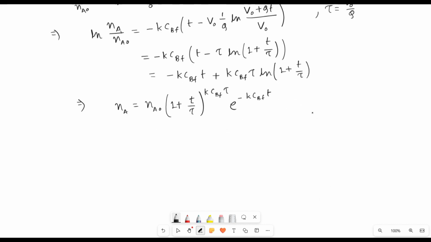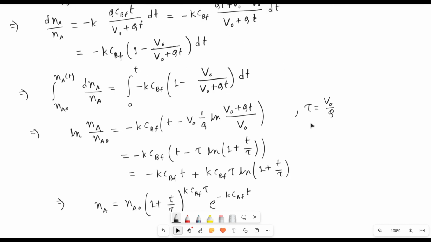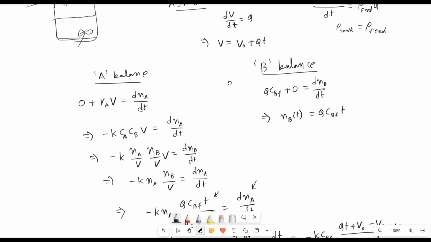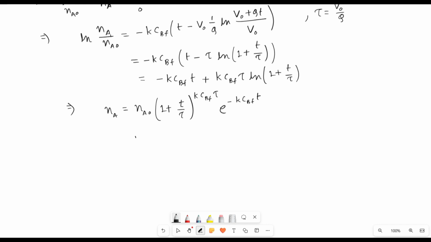Now to get the concentration of C. If you see the reaction, the reaction is A to C, so we will write directly A to C. Initially, NA naught is present and 0 moles of C is present. Finally, it is NA naught minus beta for A, and this will be beta for C. So we get a relation that NA plus NC is equal to NA naught. So this is the expression.